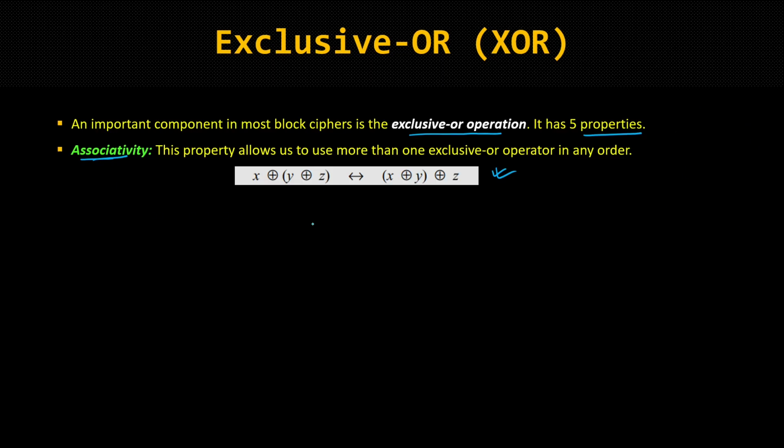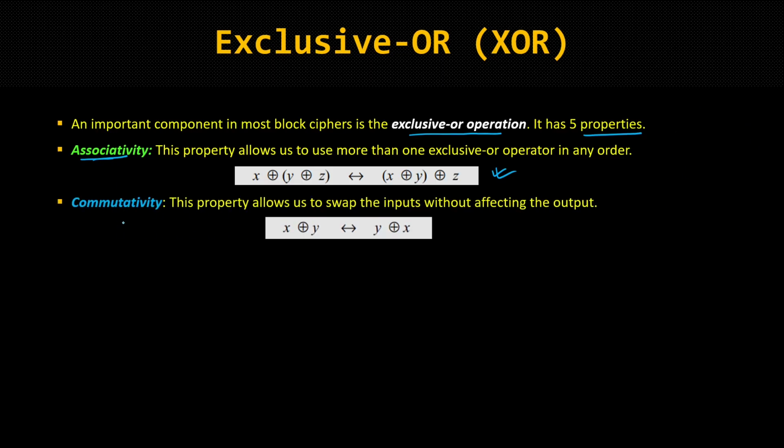So the next property after associativity is commutativity. This property allows us to swap the inputs without affecting the output.